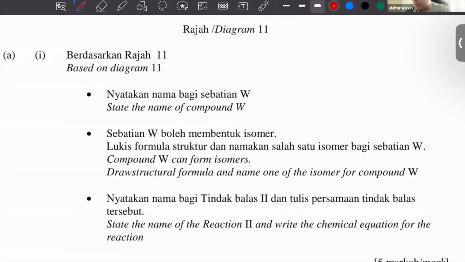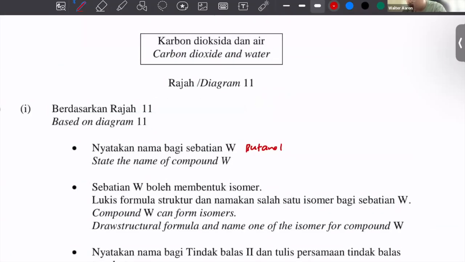So based on diagram 11, name the compound W. So we already did that, the formula. So that's actually butanol. You can always choose to write butan-1-ol or butan-2-ol, it doesn't matter. And then you can see, it says here W can form 2 isomers. So draw the structural isomers and name one of the isomers. Draw any one that you want.